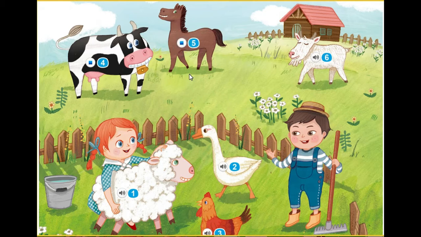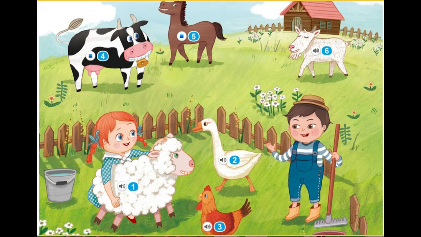What's that? It's a horse. What is that? It's a horse. Yes, it's a horse. Excellent. Okay, listen, please.